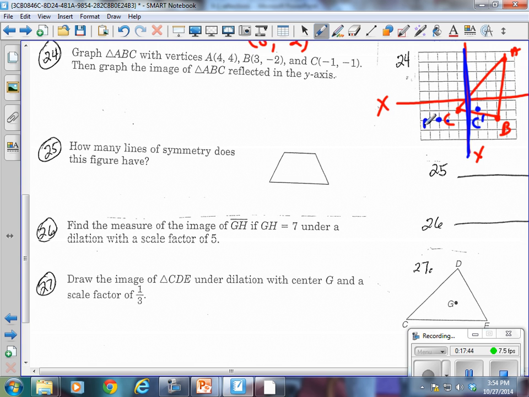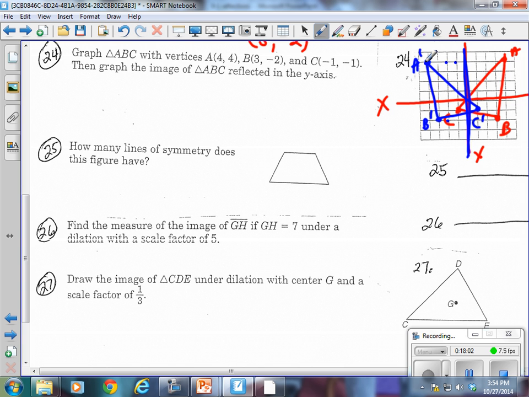So that's B prime. A was 1, 2, 3, 4 spaces to the right. Now it's going to be 1, 2, 3, 4 spaces to the left. That's A prime. Connect those. And our image should look something like that.